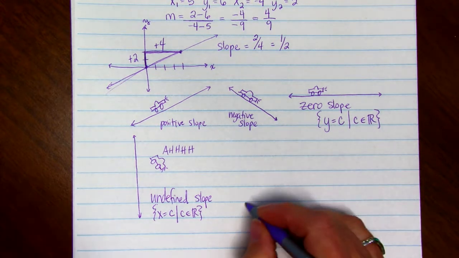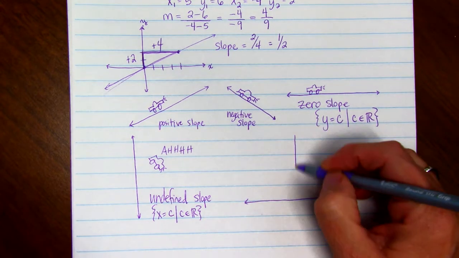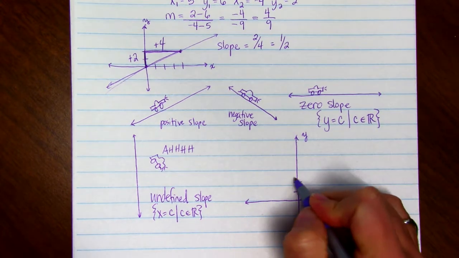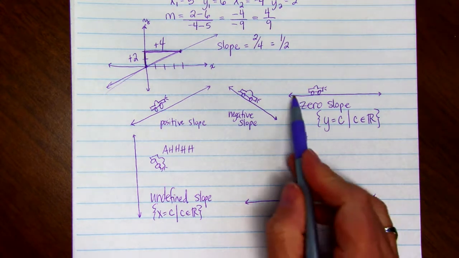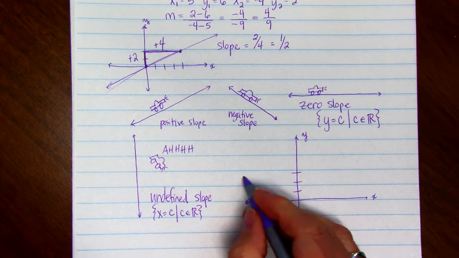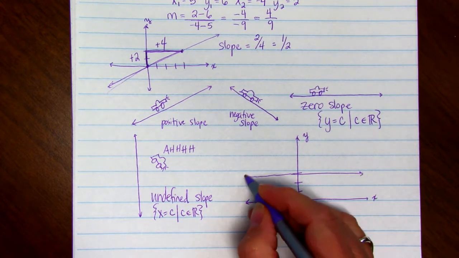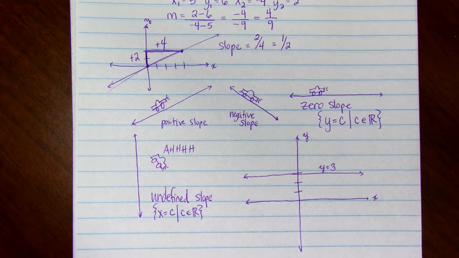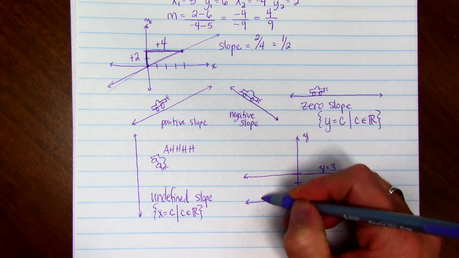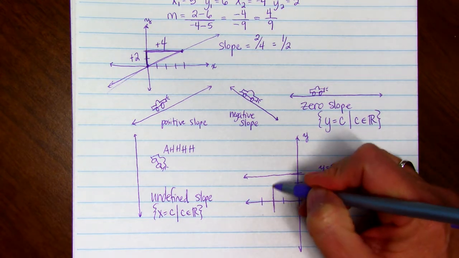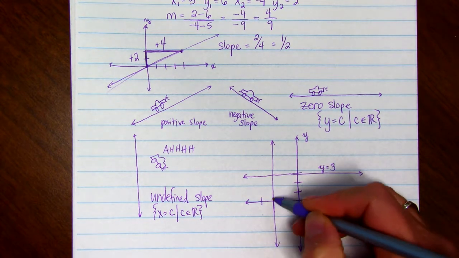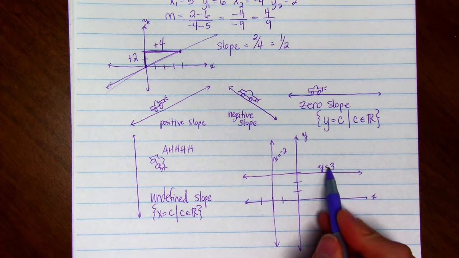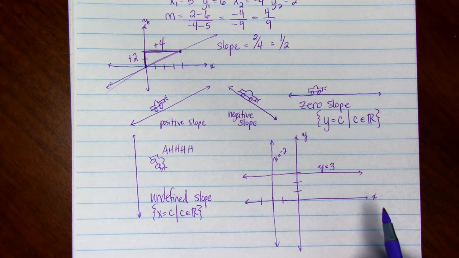So let me show you an example of a vertical and a horizontal line. This is y, that's x. So if I had y equals 3, I'm going to have a horizontal line through y equals 3. So that means no matter what x equals, y will be 3. So the equation of this line is y equals 3. Now if I had x equals negative 2, I'm going to have a vertical line going through x equals negative 2. So if you have x equals a number, it's vertical. Y equals a number, it's horizontal.